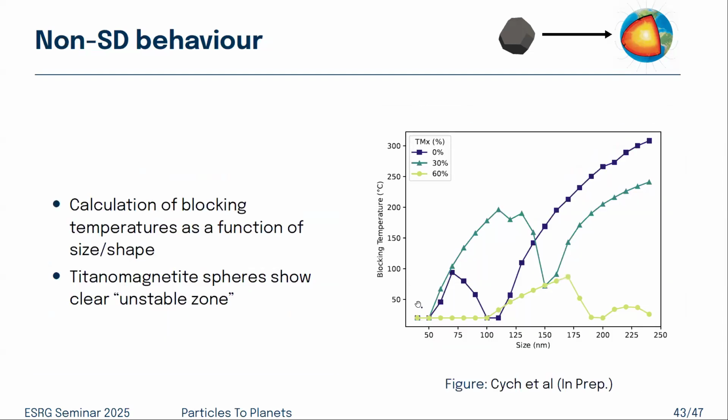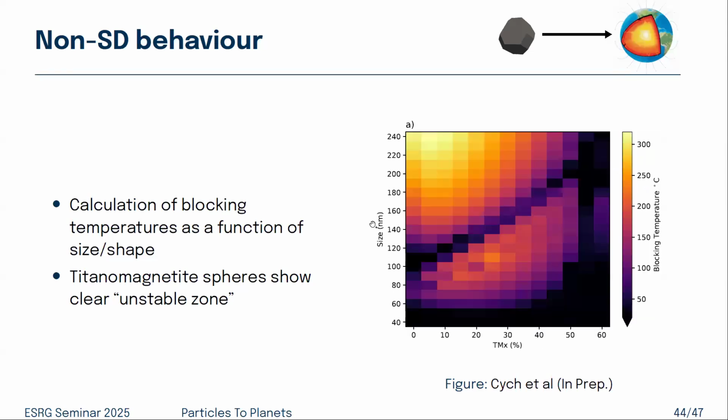So this is a plot that's very similar to the last one in those red colors. You just see that the blocking temperature increases and then decreases at a particular size. So in magnetite, that unstable region is at about 100 nanometers, as I mentioned before. In titanomagnetite 30, it happens at about 150 nanometers. And in titanomagnetite 60, it happens at about 200 nanometers. And again, this is reflective of that transition between the single domain and single vortex state.